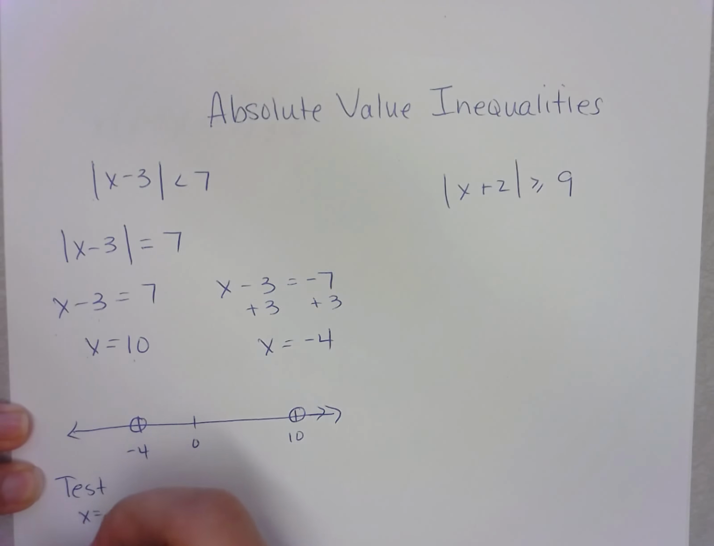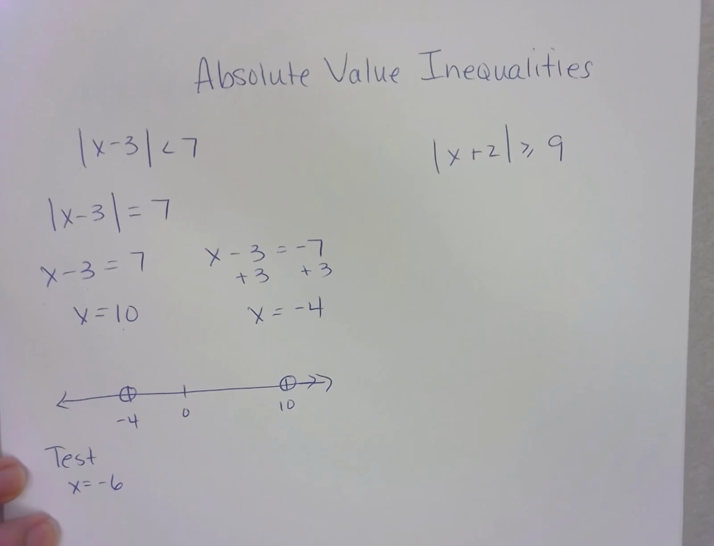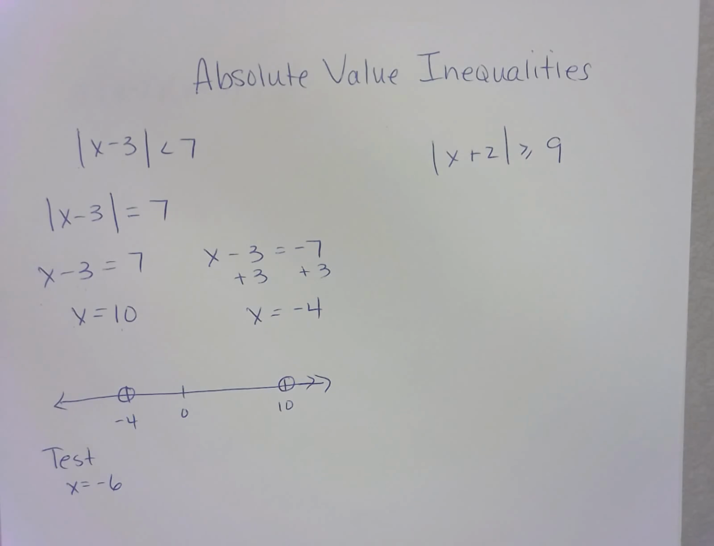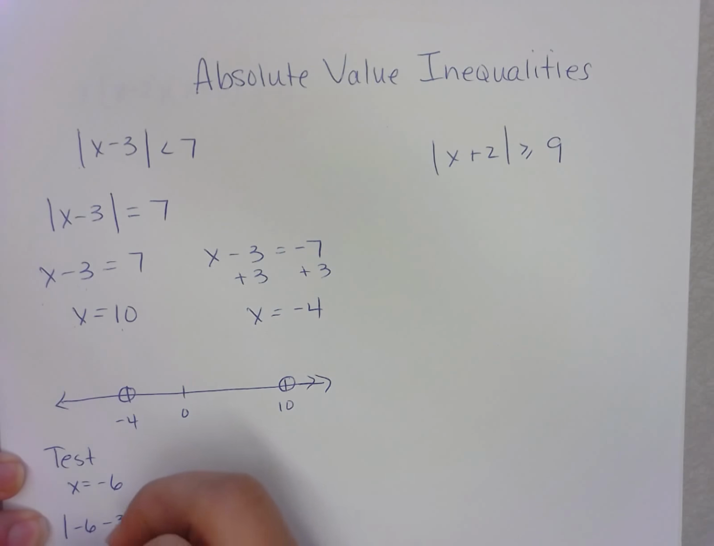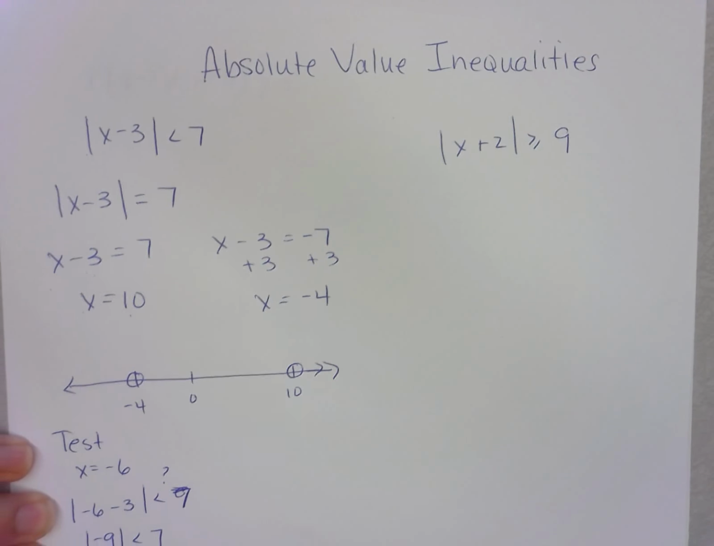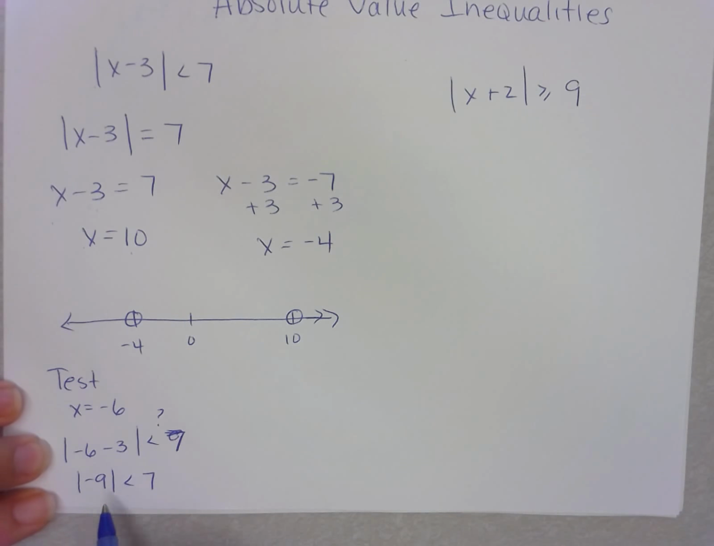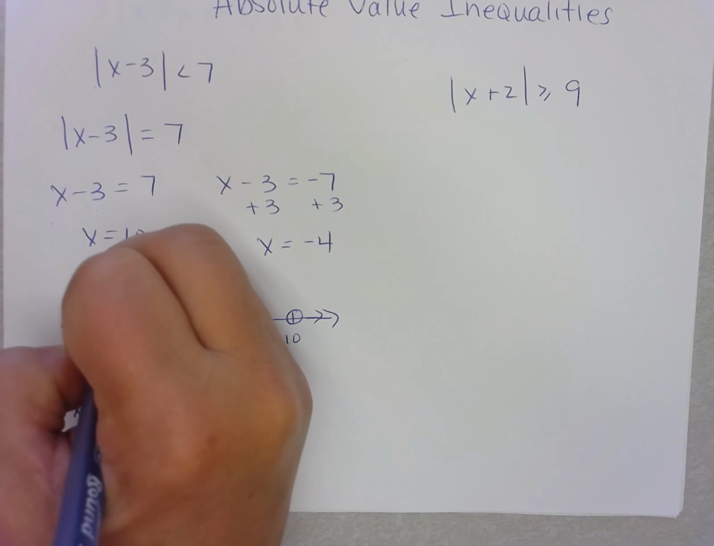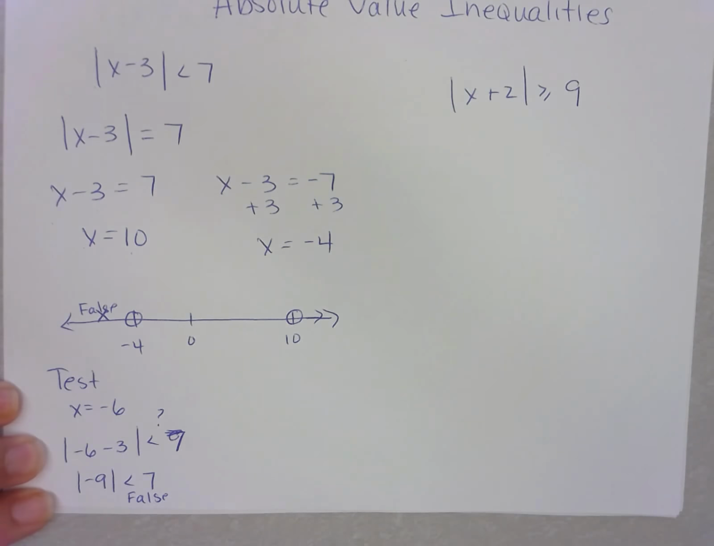Let's test when x equals negative 6. I'm looking to see if my inequality holds true, because my solutions are where my inequality is a true statement. So I have the absolute value of negative 6 minus 3 is less than 7. Is this true? This becomes the absolute value of negative 9 is less than 7. The absolute value of negative 9 is positive 9, which is not less than 7. So this is false. I'm going to write false up here so I know this is not part of my solution.